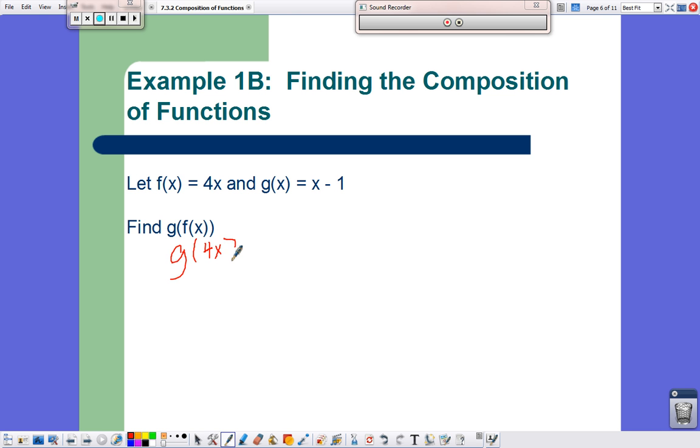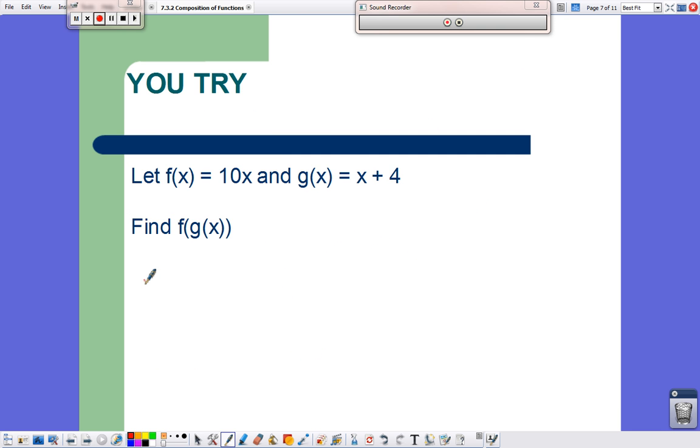Okay? So now I got to go back to my g function and everywhere I see an x, this time I'm going to replace it with 4x. So x turns to 4x minus 1. Okay? I can't simplify it any further, so that is my final answer. Okay? All right, let's look at another example.